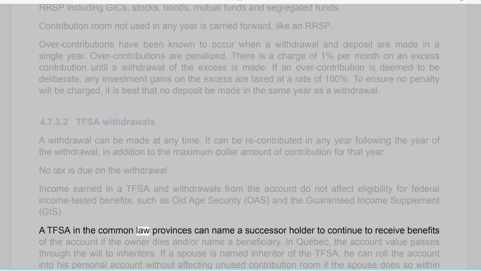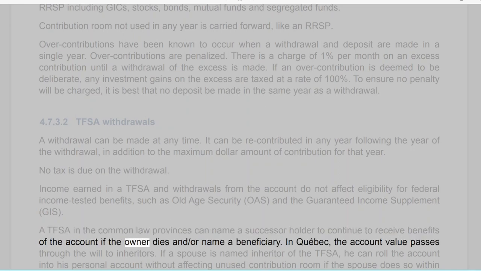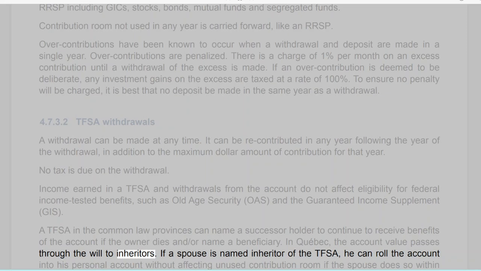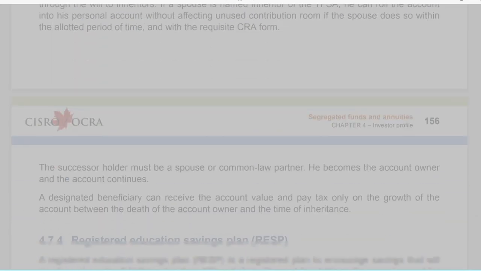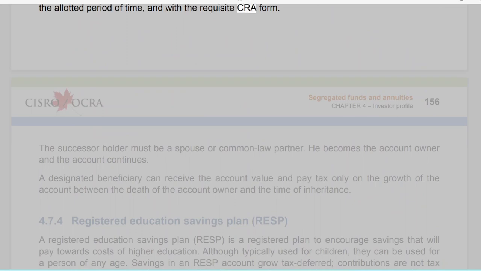A TFSA in the common law provinces can name a successor holder to continue to receive benefits of the account if the owner dies and/or name a beneficiary. In Quebec, the account value passes through the will to inheritors. If a spouse is named inheritor of the TFSA, he can roll the account into his personal account without affecting unused contribution room if the spouse does so within the allotted period of time, and with the requisite CRA form.